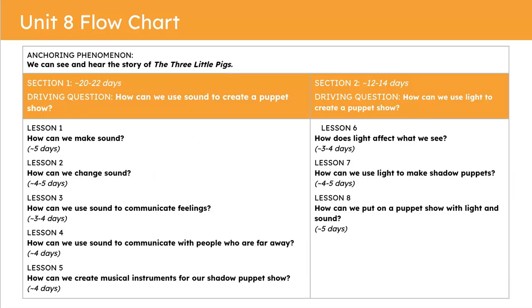This unit is divided into 2 sections. Each section has a driving question designed to reflect what we anticipate students would normally ask through their learning process. In this unit, an anchoring phenomenon connects to both sections. Section 1 has 5 lessons and Section 2 has 3. The unit will take about 32 to 36 days to complete.